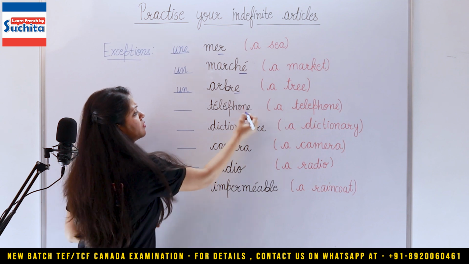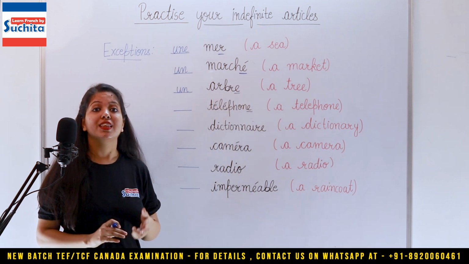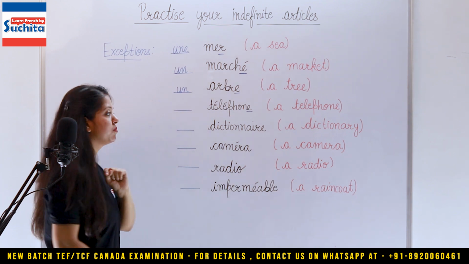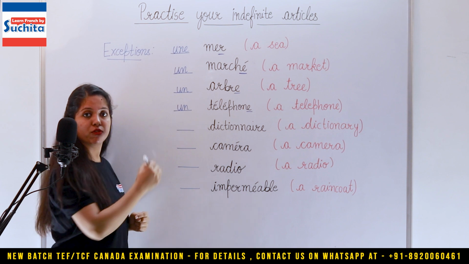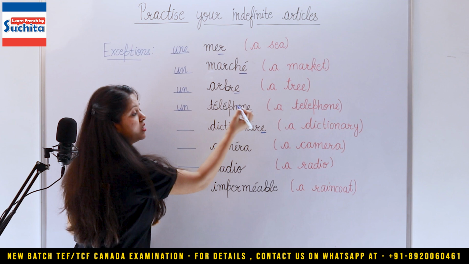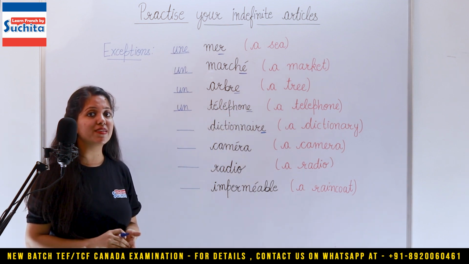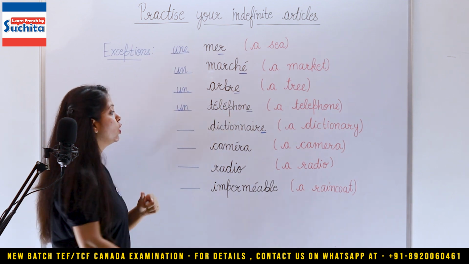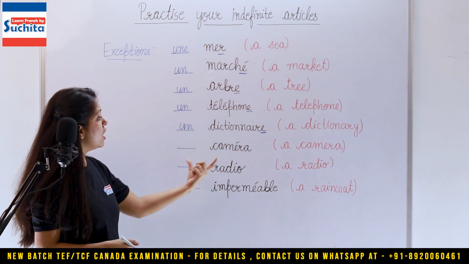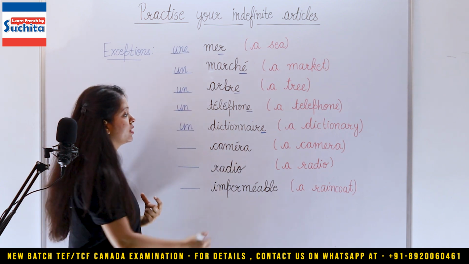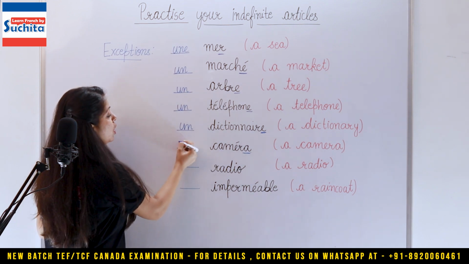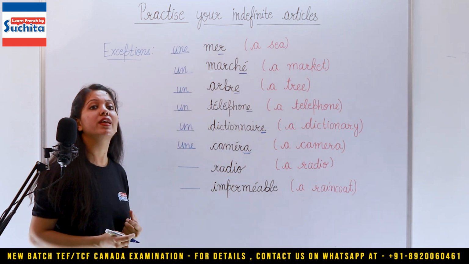Téléphone, which is with the letter E. It ends with the letter E, but since it is an exception, un téléphone or une téléphone, it is going to be un téléphone. Dictionnaire. It is going to end with the letter E, so we say un dictionnaire or une dictionnaire? We say un dictionnaire, since it is an exception. So you see, the rule becomes opposite. Caméra, which doesn't end with the letter E, so it is going to be feminine. So we say une caméra. Une caméra.